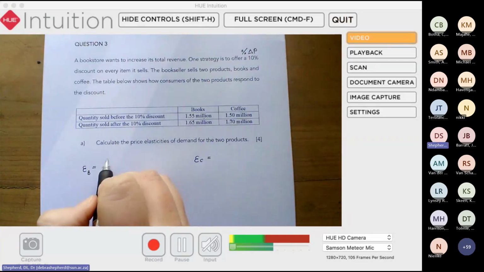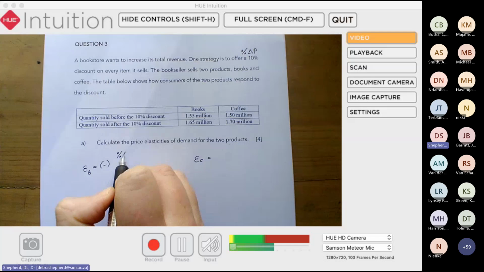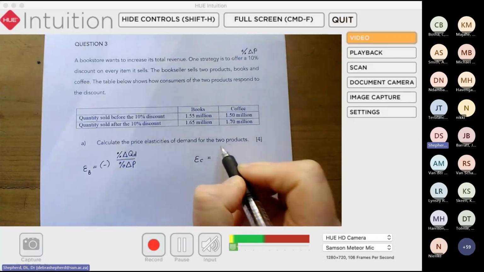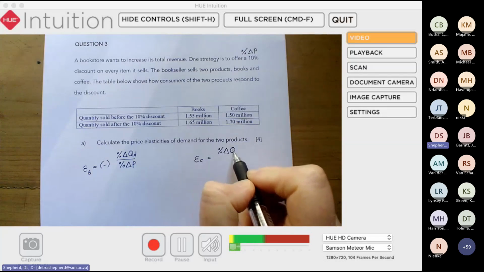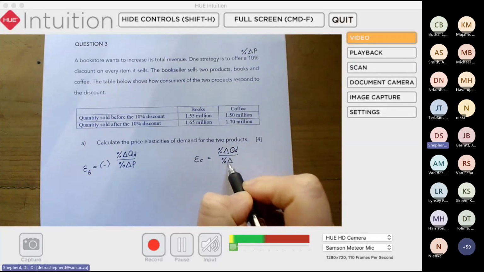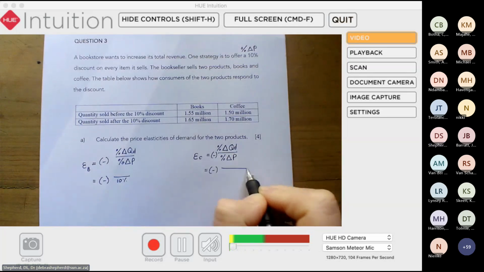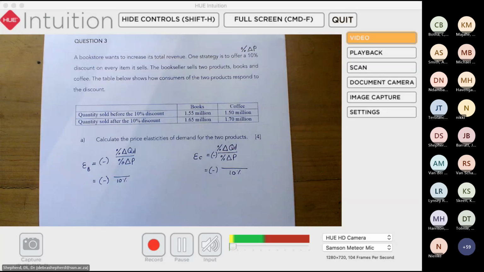And we're going to use the formula percentage change in quantity over the percentage change in price. We get given the percentage change in price, which is 10%. And so what we need is the percentage change in quantities for each of these 2 products.